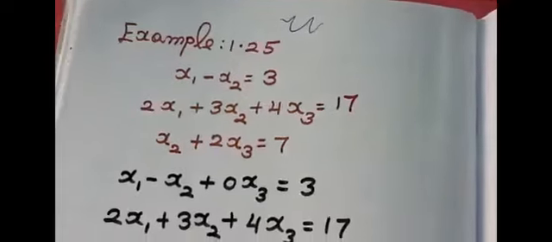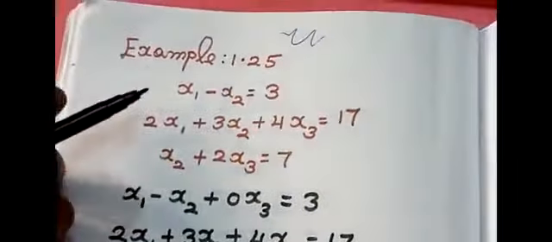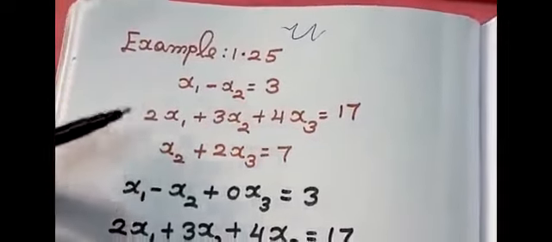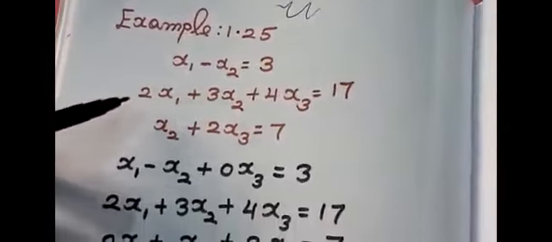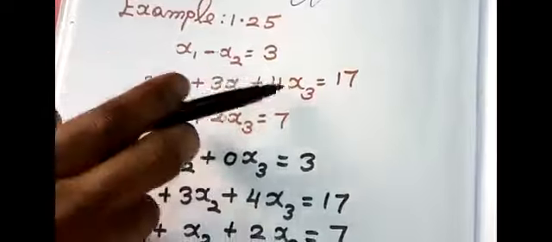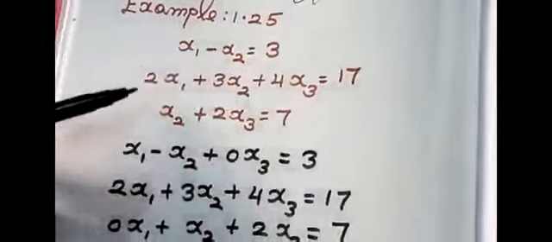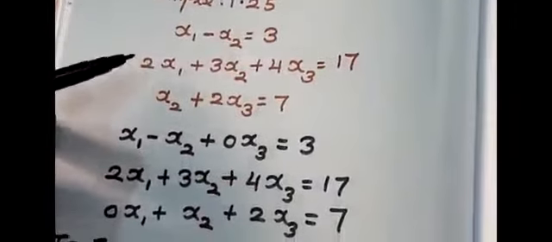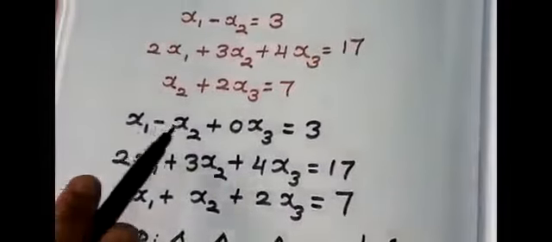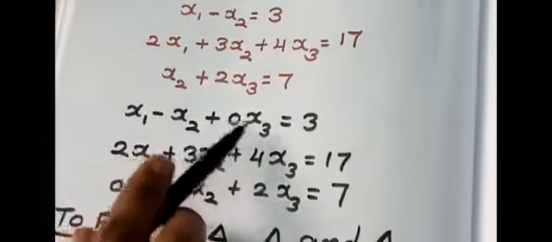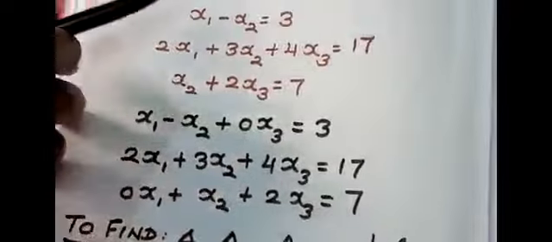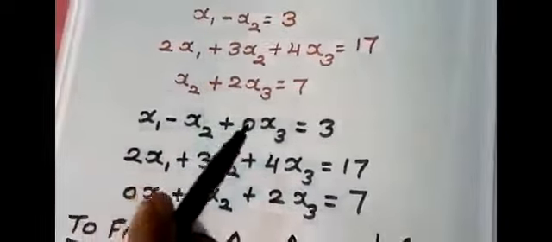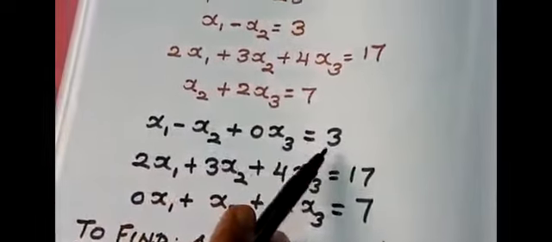So, example 1.25. I am taking 3 equations here. If you see the 3 equations, I am having 3 variables x1, x2 and x3. The 3 equations, again I am going to rearrange in this way. That is x1 minus x2 plus 0 x3. If you see the question, I am not having x3. So I am replacing it as 0 x3 equal to 3.